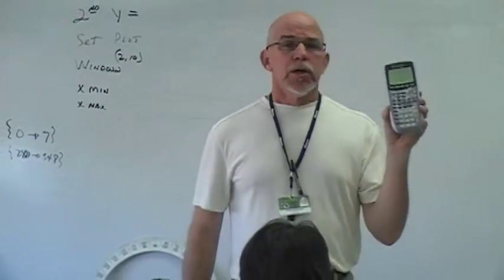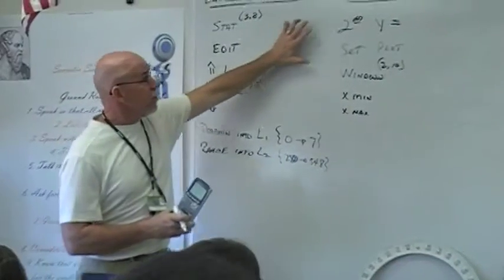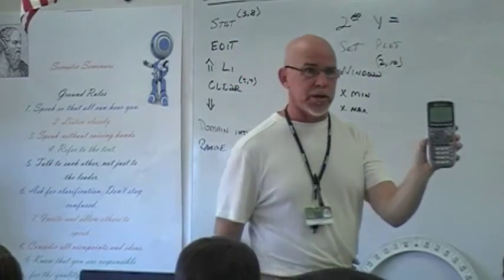Okay? So we've talked about how to enter the data into the list. We've talked about how to graph the scatter plot. Anybody have an issue with any of their calculators at this moment?